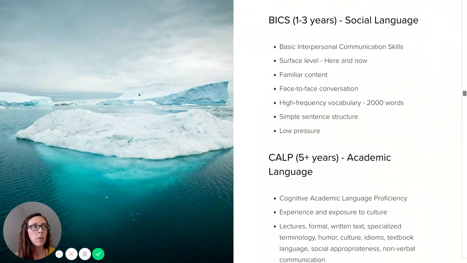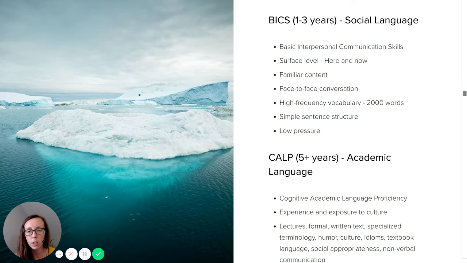So as we're thinking about the kinds of language that are out there, one important point to make with regards to English learners is that there are two levels of English that students gain proficiency in. The first level is related to social language and is often called BICS, Basic Interpersonal Communication Skills. And it's often cited that BICS take about 1 to 3 years for students to gain proficiency in. This is really just the surface level language.